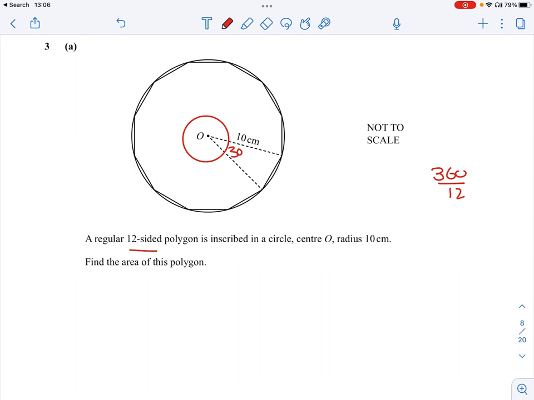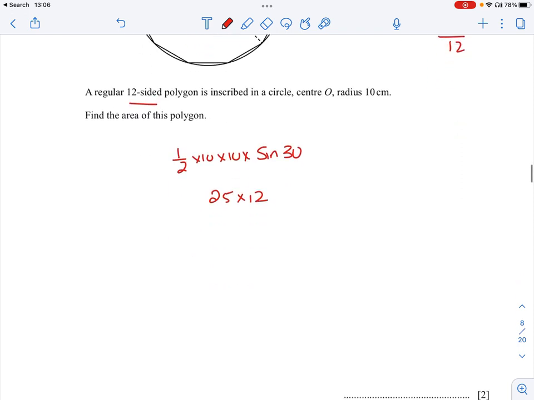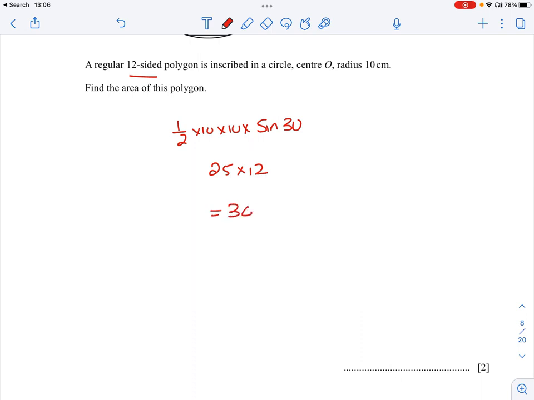Now I want to find the area of that particular triangle. Half times 10 times 10 times sine 30, which is 25. But how many such triangles are there? 12 such triangles will be there, times 12. So that is going to be 25 times 12, which is 300. So the area of the polygon will be equal to 300.